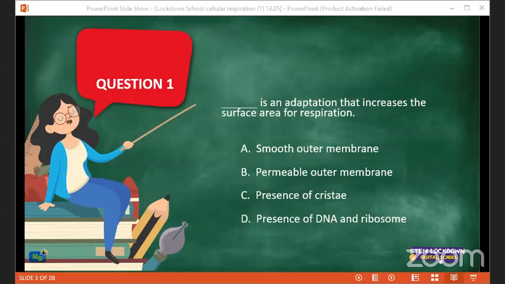Come on, guys, please send through your answers. Is an adaptation that increases the surface area for respiration. A, is it the smooth outer membrane? Is it B, the permeable outer membrane? C, the presence of cristae? Or D, the presence of DNA and ribosomes?